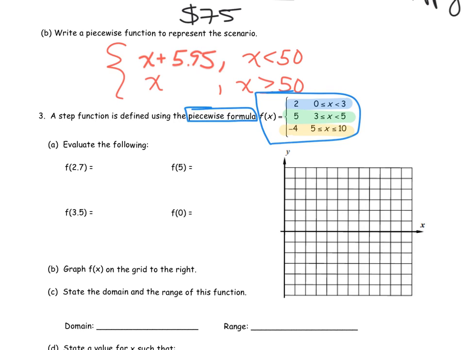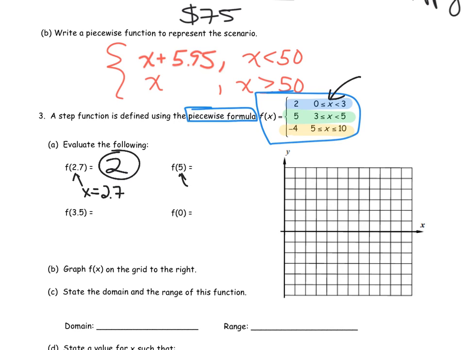Okay. So for our first question here, f of 2.7, so that means x equals 2.7. So x equaling 2.7 falls within this interval. So our answer is just 2.